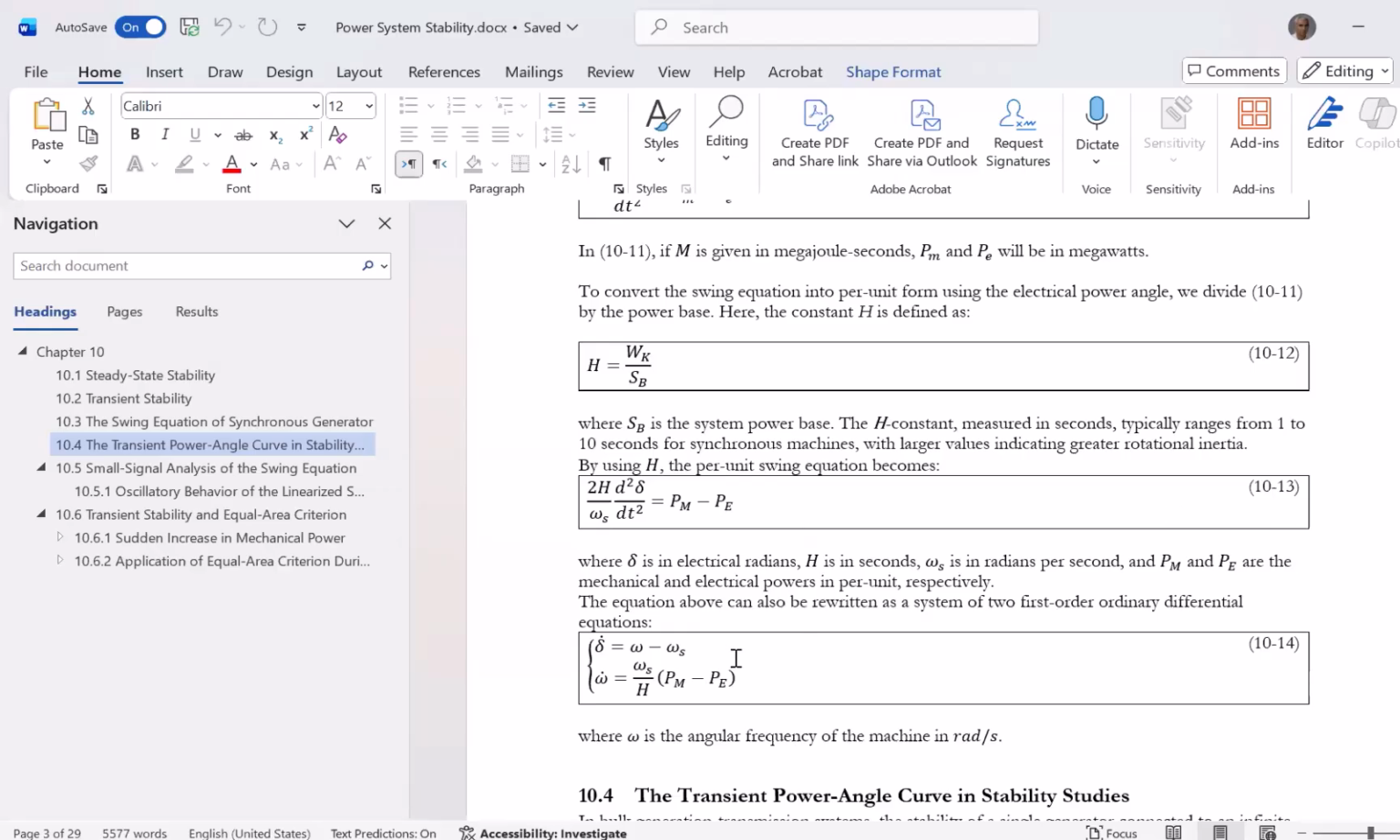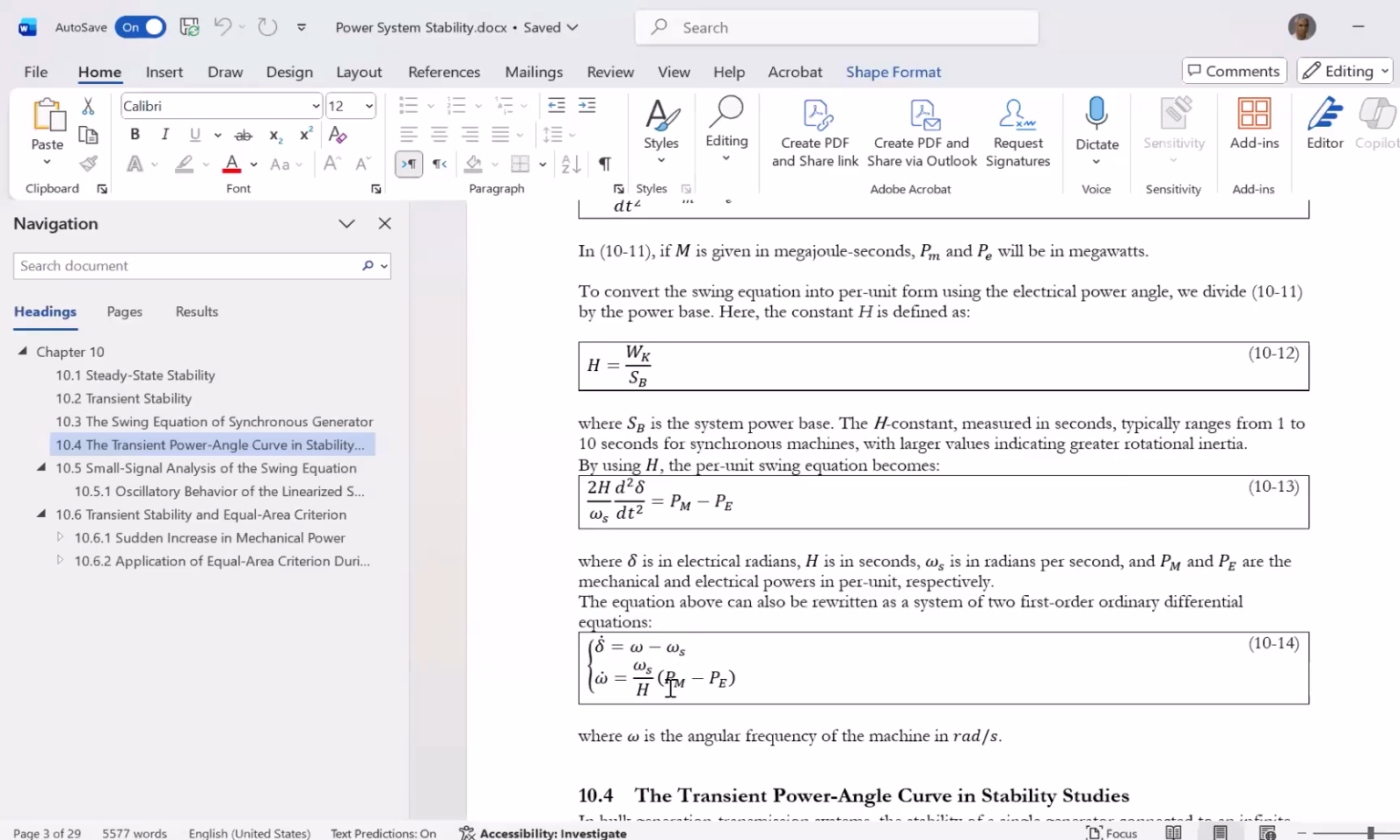We can break this second order differential equation into two first order differential equations, like 1014, where basically we have two state variables now, delta and omega. Delta was the power angle, and is still there, now with the first derivative. And omega is the newer state variable in here, which is the angular frequency of the system, which is 2 pi f.